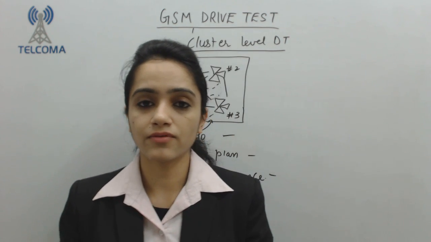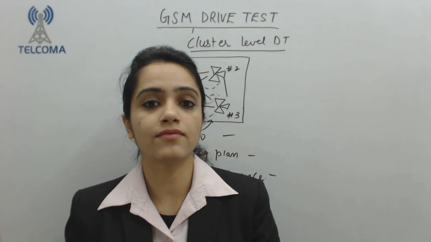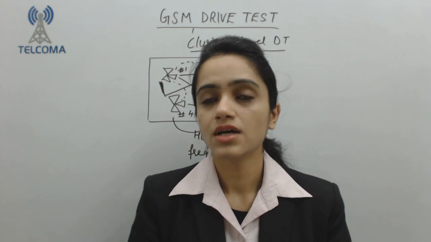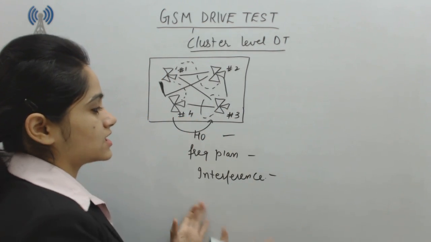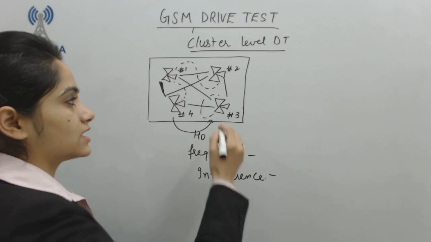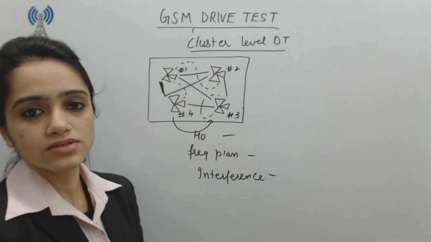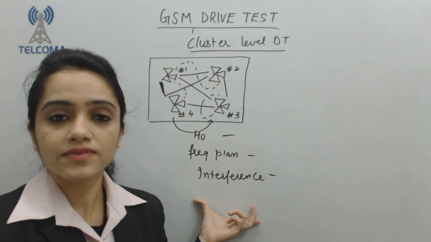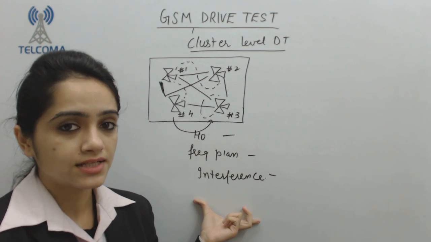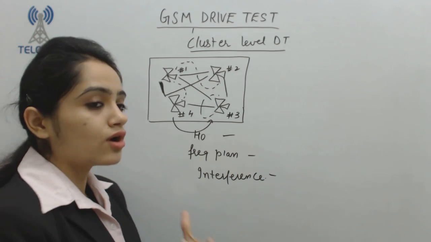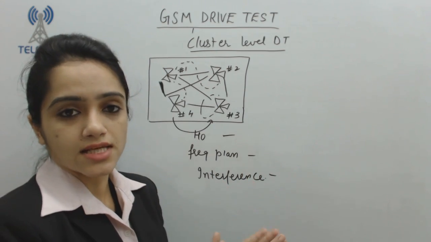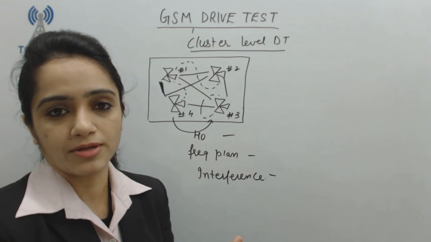So we are moving from one side to another side: handover, power level, handover failure, why failure, and whether the call setup success rate is there or not. That means we are checking each and every parameter which is required for moving in those areas. So this is drive test, which is of cluster level, is cluster level drive test. And the optimization which we require to do in this cluster is cluster level optimization.